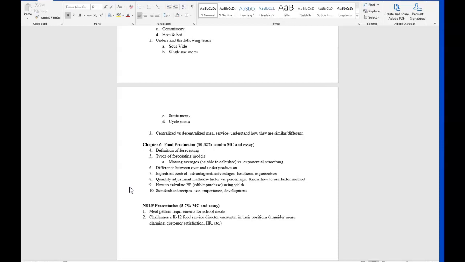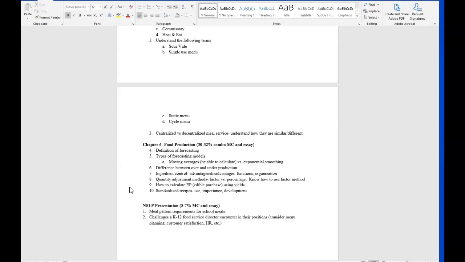You do need to be able to do some quantity adjustment methods, factor versus percentage. There might even be a question on determining what a factor is for a particular recipe. Also, how to calculate edible purchase using yields. You may need to go back to some of your 343 information to remember how to calculate an EP using AP and yields. I would provide you the yield in the question. You're not going to need to know yields of each specific type of food item. Okay, that would be given to you.